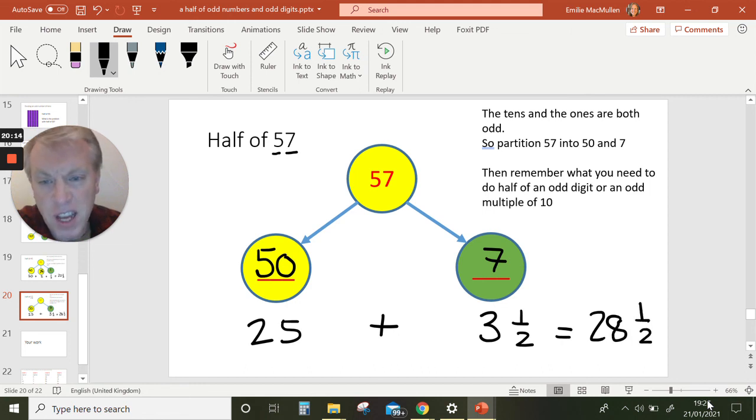Remember that 50 is just a 40 and 10. Half of 40 is 20, half of 10 is 5, so 20 and 5 is 25. The 7, we can imagine it as a 6 and a 1. Half of 6 is 3, half of the 1 is a half. 25, add 3.5, add the whole numbers first. 25 and 3 is 28, add the half.